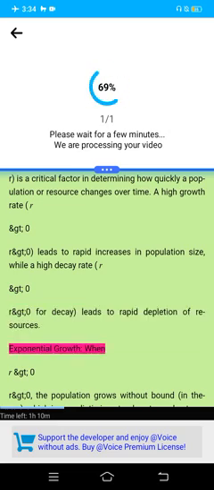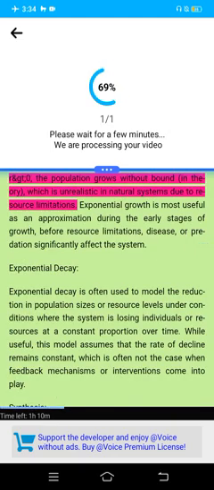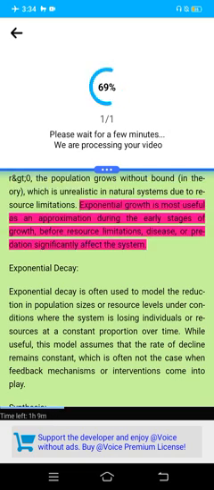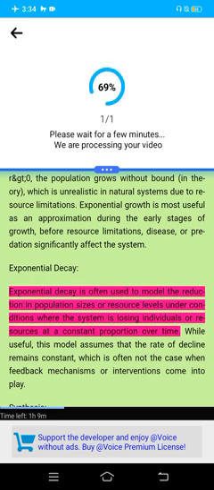Exponential growth, when r > 0, the population grows without bound in theory, which is unrealistic in natural systems due to resource limitations. And that growth is most useful as an approximation during the early stages of growth, before resource limitations, disease, or predation significantly affect the system. Exponential decay.